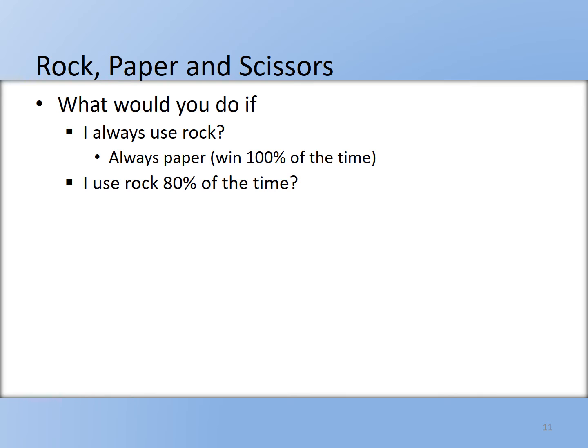You should always use paper. Because you don't know exactly when I'm going to use rock, you do know that overall, 80% of the time you're going to see a rock from me. By using paper all the time, you guarantee that you win 80% of the time. That's the best you can do. You can try calculating out the probabilities, but this is the best we can do: winning 80% of the time.